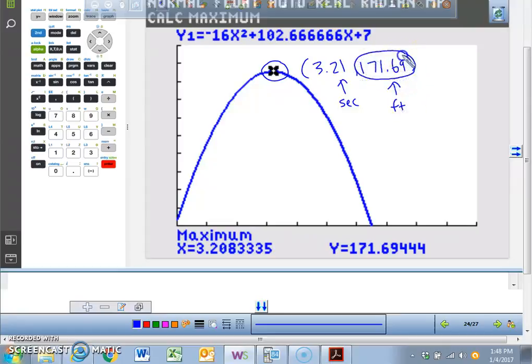We're running out of time in the video, so I'm just going to end with this part. All right? This is how you can find the maximum if you have a graphing calculator and you change your window so that you can see your projectile, your parabola. Okay? We're going to do it by hand in the next video.